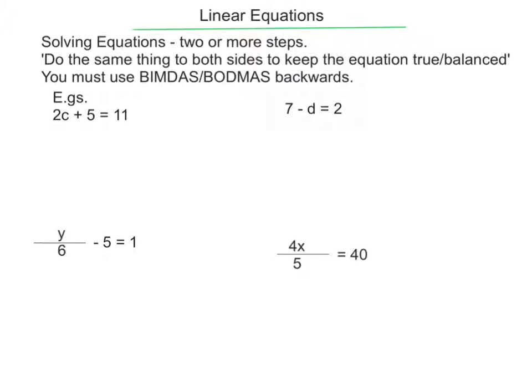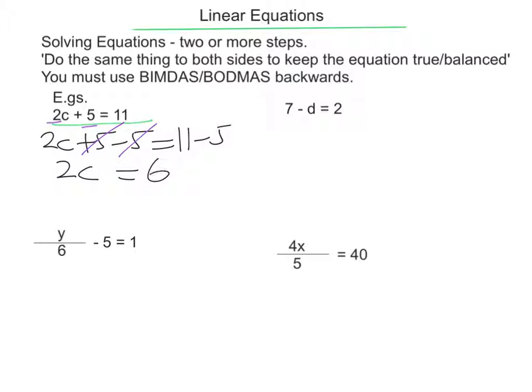We've got 2c plus 5 equals 11. There are two numbers to get rid of, the 2 and the 5. Using BODMAS backwards, you can see that you need to get rid of the plus 5 first. So let's write that out and get rid of the 5. 2c plus 5 equals 11. The opposite of adding 5 is to subtract 5, so I do that to both sides of the equation. When I do that, plus 5 minus 5 makes 0. So now I have 2c equals 6.